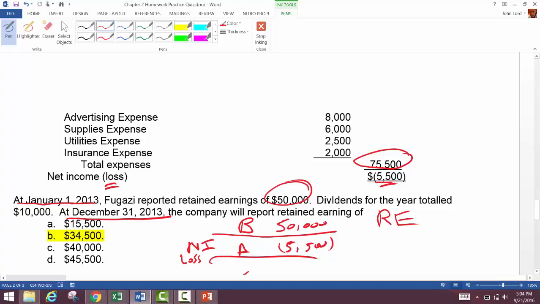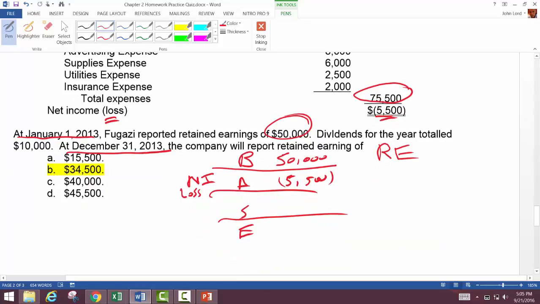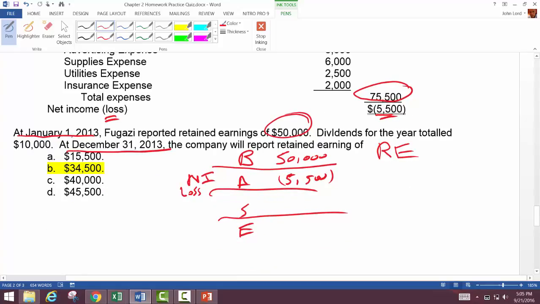Remember, retained earnings, the usual balance is a credit, isn't it? And what happens? If my expenses are more than my revenues, then my debits on the income statement are more than my credits on the income statement, aren't they? Right? So that results in a debit balance for my net income of 5,500.